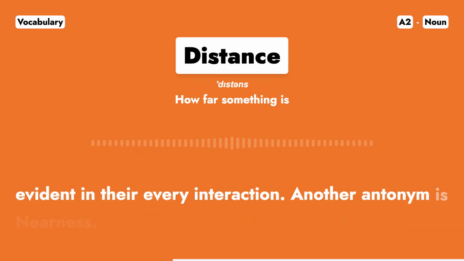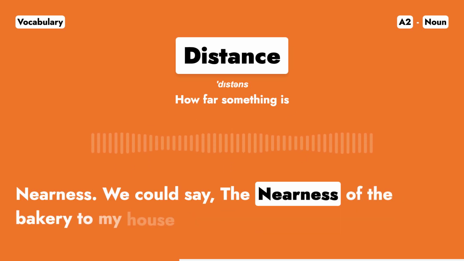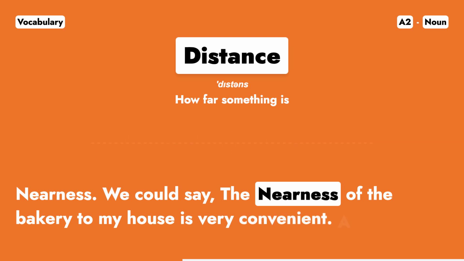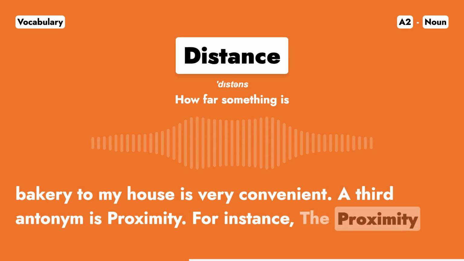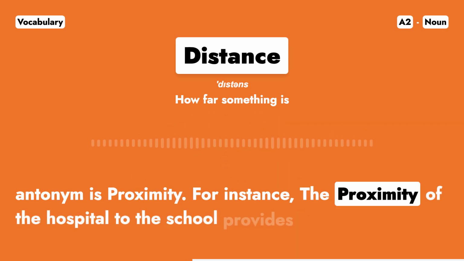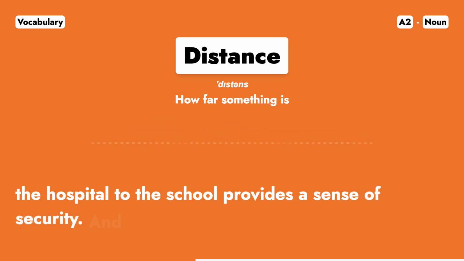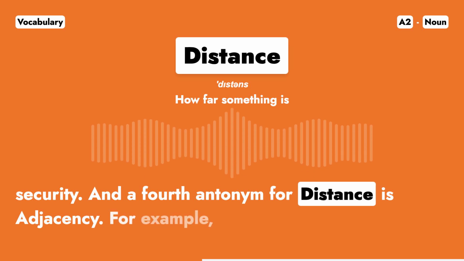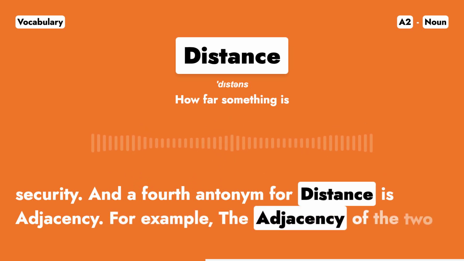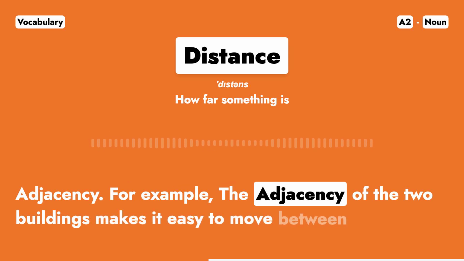Another antonym is nearness. We could say, the nearness of the bakery to my house is very convenient. A third antonym is proximity. For instance, the proximity of the hospital to the school provides a sense of security. And a fourth antonym for distance is adjacency. For example, the adjacency of the two buildings makes it easy to move between them.